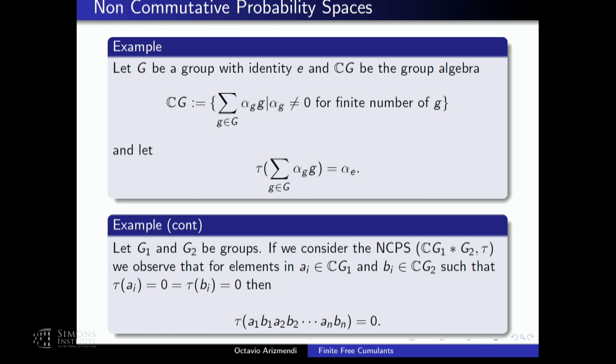Maybe another more algebraic example, and somehow where free probability came into the picture, comes from the group algebra. So I have the group algebra, which is just finite sums of elements in the group with complex coefficients, say. And the linear functional tells me what is the coefficient of the identity in the group. So I have here a sum, and I just care about what this coefficient for e is.